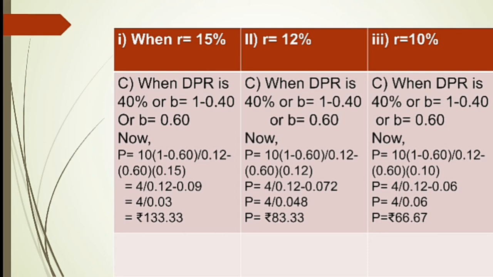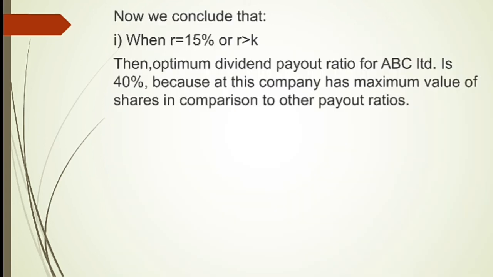So after solving the sum according to three main categories, with different dividend payout ratios and different rates of return on investment, we have to provide a conclusion. So now we can conclude that the first conclusion is related to when R equals 15%, the growth firm condition. Then the optimum dividend payout ratio for ABC Limited Company is 40%, because at this ratio the company has the maximum value of share in comparison to other payout ratios.